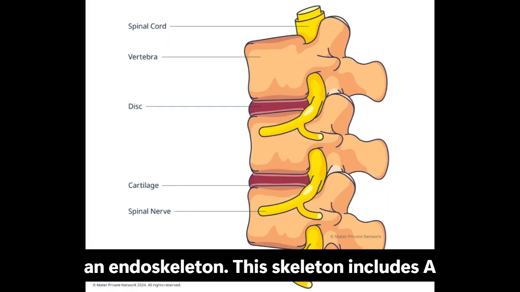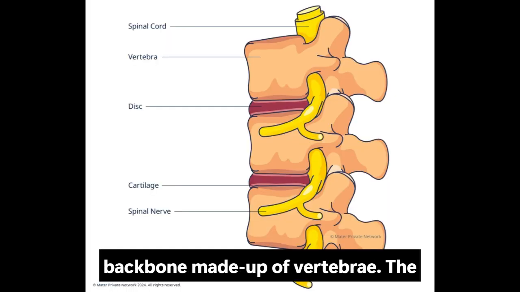Vertebrates are animals that have a skeleton inside their bodies. This skeleton is called an endoskeleton. The skeleton includes a backbone made up of vertebrae. The backbone protects the spinal cord. The spinal cord carries messages between the brain and the body.